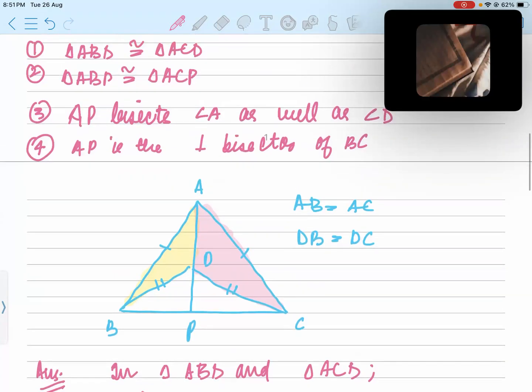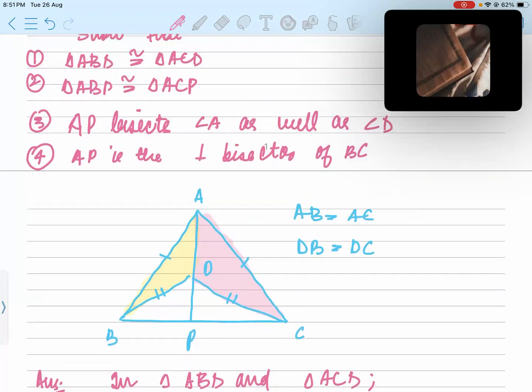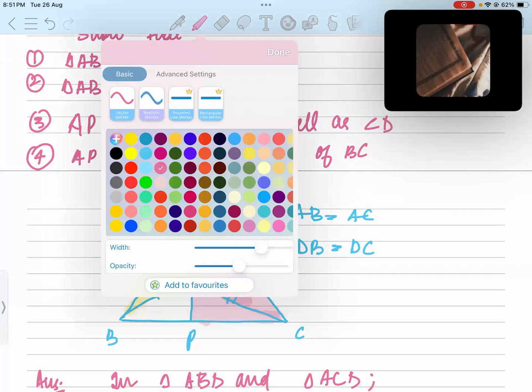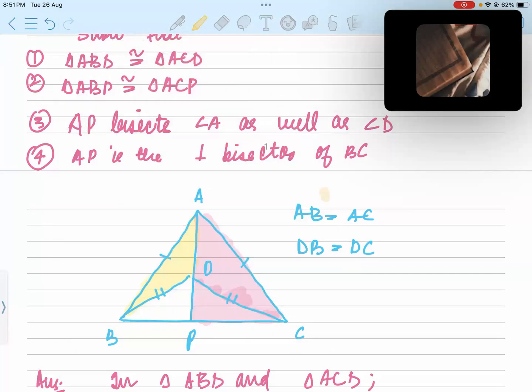Next question is you have to prove that triangle ABP is congruent to triangle ACP. So basically now you have to extend the figure. This whole pink triangle and this yellow triangle, you have to prove that these are congruent. The entire ABP and ACP. So children, this one you'll do on your own quickly and tell me the solution. Okay, ma'am.